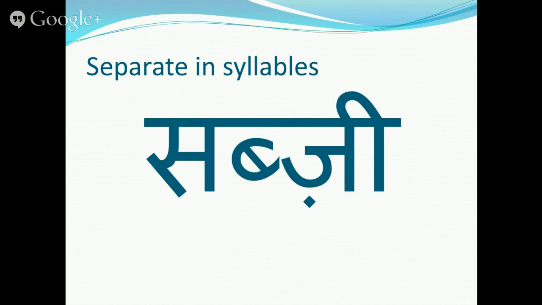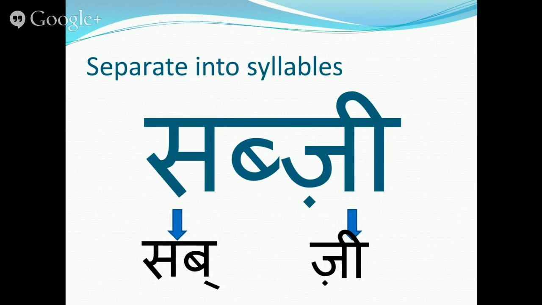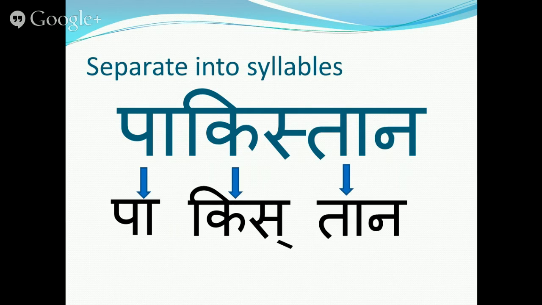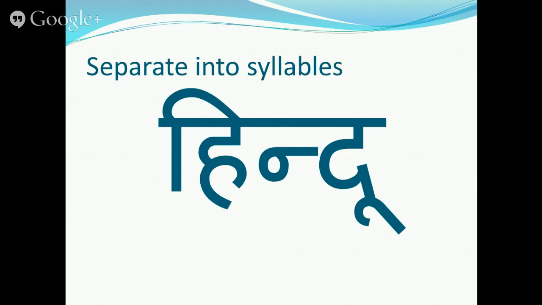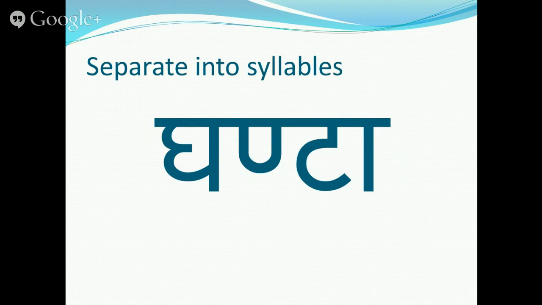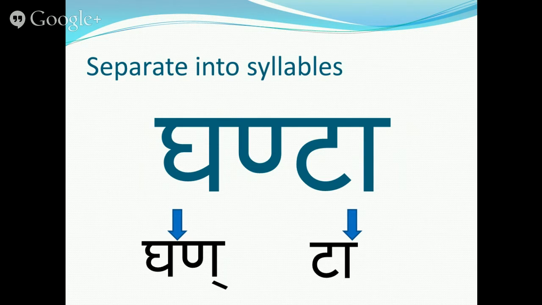And so let's separate this right at the conjunct. So what is this? This is sub followed by z. Sub z. Let's separate this. Pa, kis, dan. Each has one vowel: a, i, a. How do we separate this? Hin, do. How do we separate this? Ghan, da.